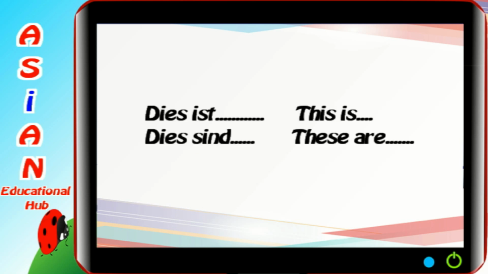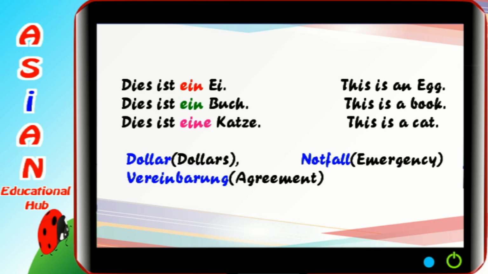Now let us learn "dies ist". Dies ist means also this is, and dies sind means these are. This is only used for this and these. Dies ist ein Ei. This is an egg. Dies ist ein Buch. This is a book. And dies ist eine Katze. This is a cat.